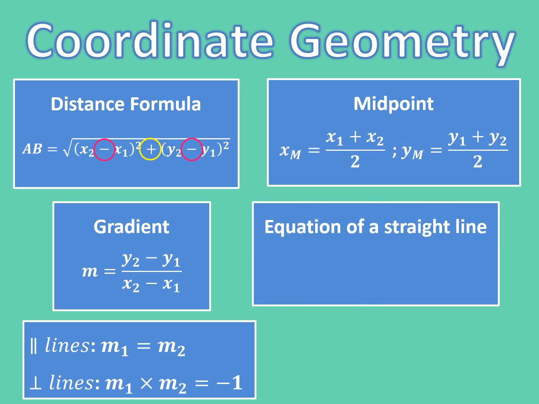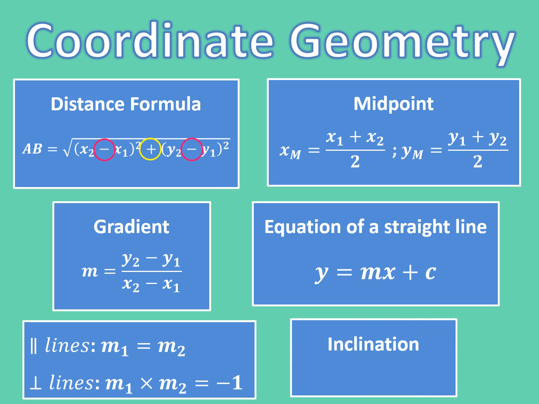Then we move on to the equation of a straight line that you need to remember: y equals mx plus c. And finally, the last thing we learned in coordinate geometry is about inclination, or the slope of the line. Because the slope of the line changes with gradient, it is y over x, and the trig function that works with y over x is tan. So tan theta is equal to your gradient.